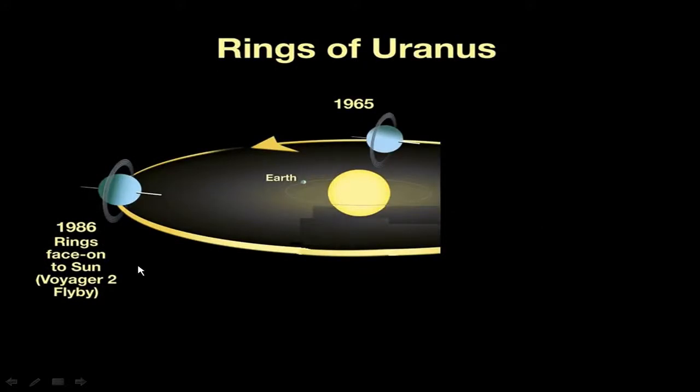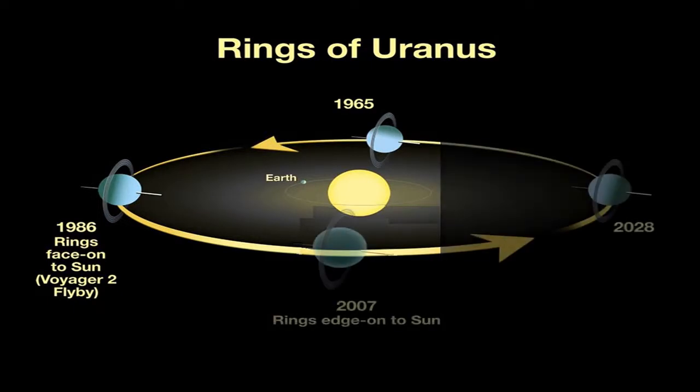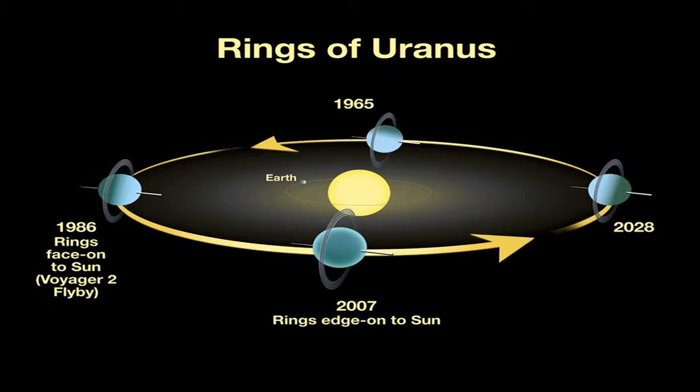In 1986, when Voyager 2 flew by Uranus, the rings were at solstice, so that we could actually see, since the pole of Uranus was pointing towards the sun and pointing towards us, we could see the full effect of the rings of Uranus at that time. But in 2007, the rings were edge on, and hence they visually would disappear from Earth. And now we're proceeding on our way back towards 2028, when the ring system would be in full view from Earth again.